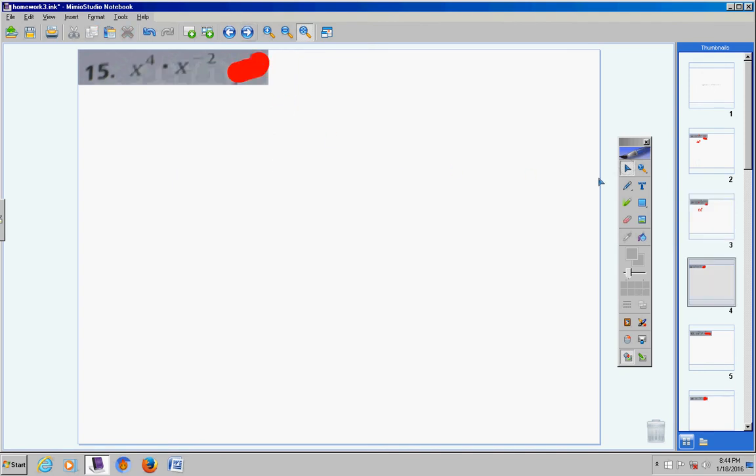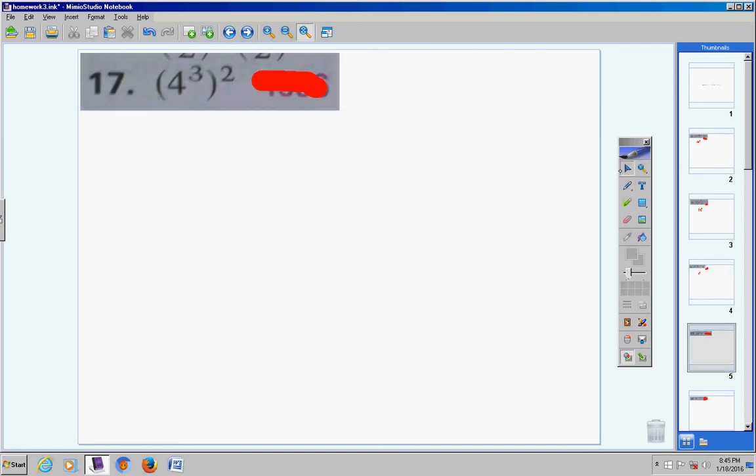Number 15. Okay, notice we're multiplying like bases. My base here is x and my base here is x. Whenever you're multiplying like bases, write your like base once and then you add the exponents. 4 plus negative 2 is 2. So the answer is x squared. Okay, x squared.